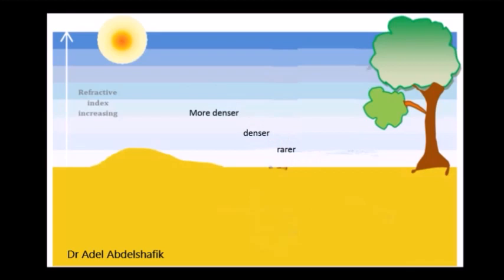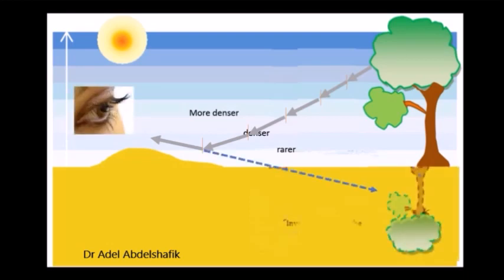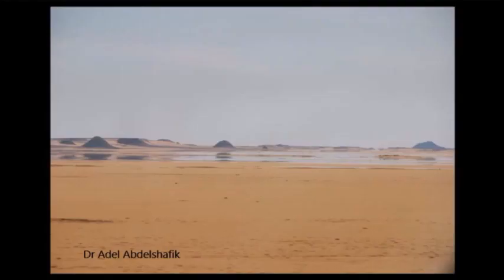Rays coming from an object like a tree or the sky will pass from a denser to a rarer medium and will be refracted away from the normal. As the angle of incidence becomes greater than the critical angle, total internal reflection will occur. If an eye receives these rays, it will be projected back and an image of the tree or the sky will be seen. This is an example of a mirage seen in the desert.